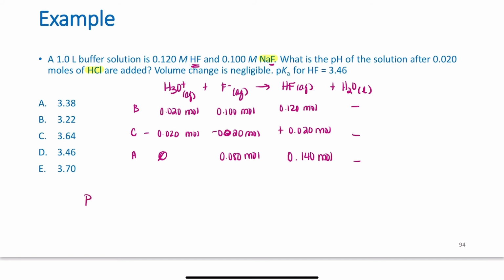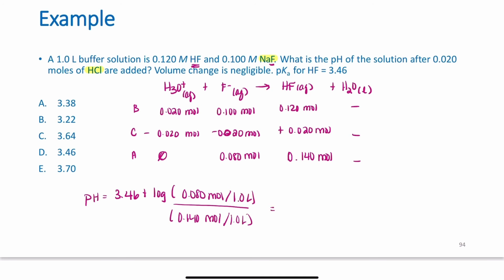Use Henderson-Hasselbalch: my pH equals 3.46 plus the log of the concentration of base, 0.080 moles per 1 liter of solution, divided by acid, 0.140 moles divided by 1 liter of solution. You should probably keep your sig figs there. Won't matter because your pH gives you the same answer on sig figs, but you're going to get 3.22. That is the pH of your solution.